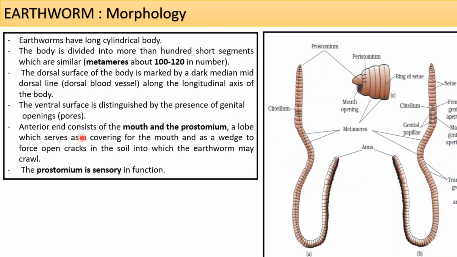The anterior end consists of the mouth and the prostomium. If you look, the prostomium is a projection. Below it is the mouth. The first segment is called the peristomium. So prostomium is a lobe which serves as a covering for the mouth and as a wedge, a pointed structure, to force open cracks in the soil into which the earthworm may crawl. The prostomium is sensory in function.